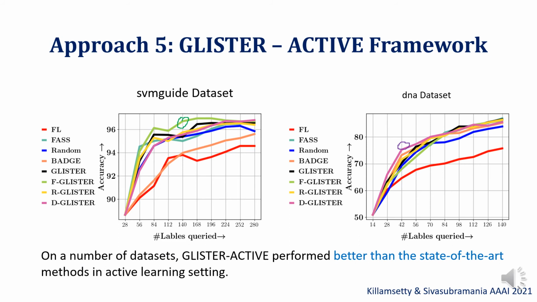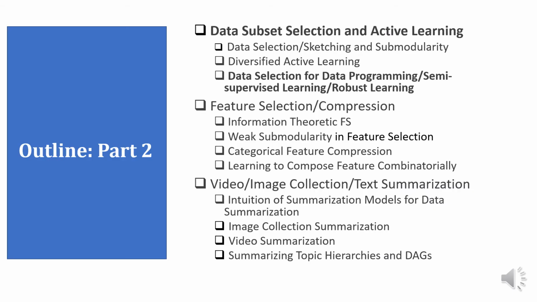On a number of data sets, we find that Glister Active performs better than state of the art, which includes BADGE. Of course, BADGE is a stiff competitor. However, Glister Active also has the advantage of computational efficiency. So we do find that F-Glister in one case and in the other case D-Glister have been doing well. But what characterizes Glister also is computational efficiency.